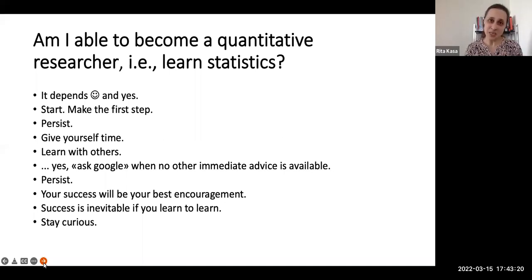And once you see that you are succeeding, it will be your best encouragement. And also what I've seen in my teaching for many years, once students really learn and they find the ways that work for them, they succeed. So success is inevitable if you discover what works for you when you are learning. So learning to learn is really part of the journey here in mastering statistics. And the final point I would say is just stay curious and keep asking questions about the social world. And there are wonderful ways you can examine these questions by using statistical data analysis.